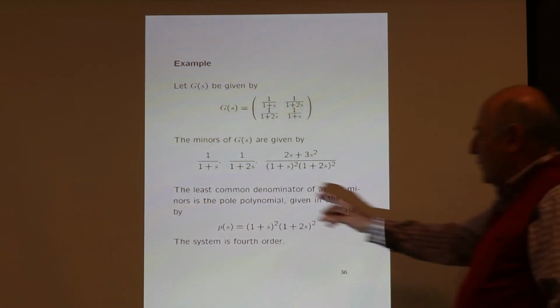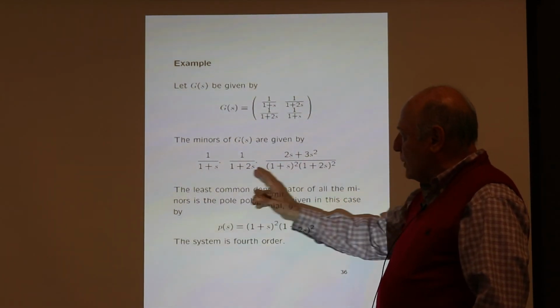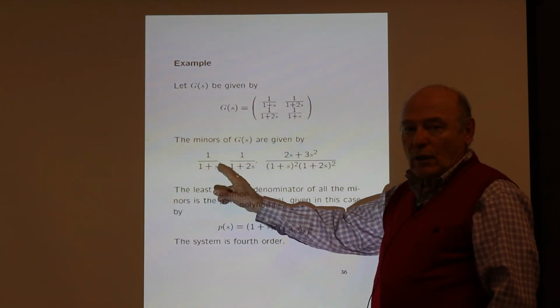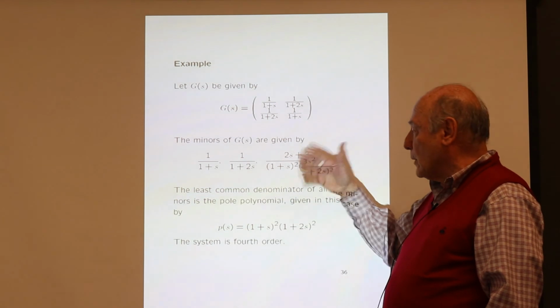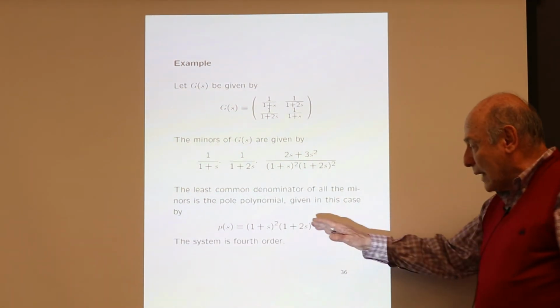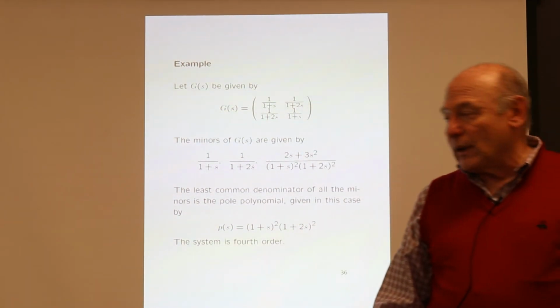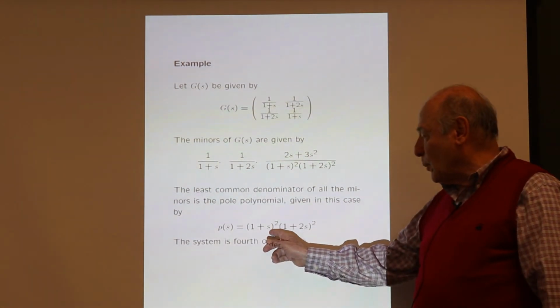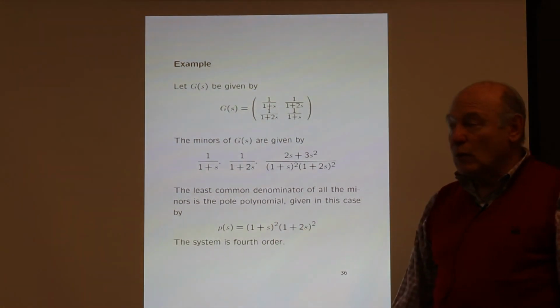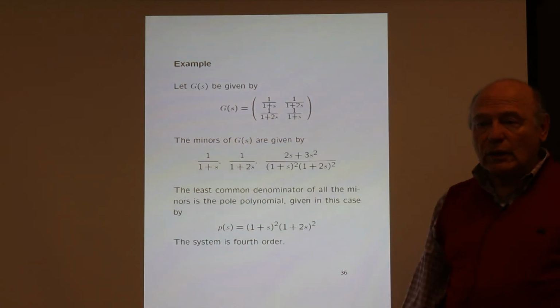Because the product of these two without the squares would be a common denominator of these two, but it's not a common denominator of this one, so you have to take the squares. So that is the pole polynomial. So how many poles do we have? We have 2 poles here and 2 poles here. That's 4 poles. And the system is only 2 by 2.